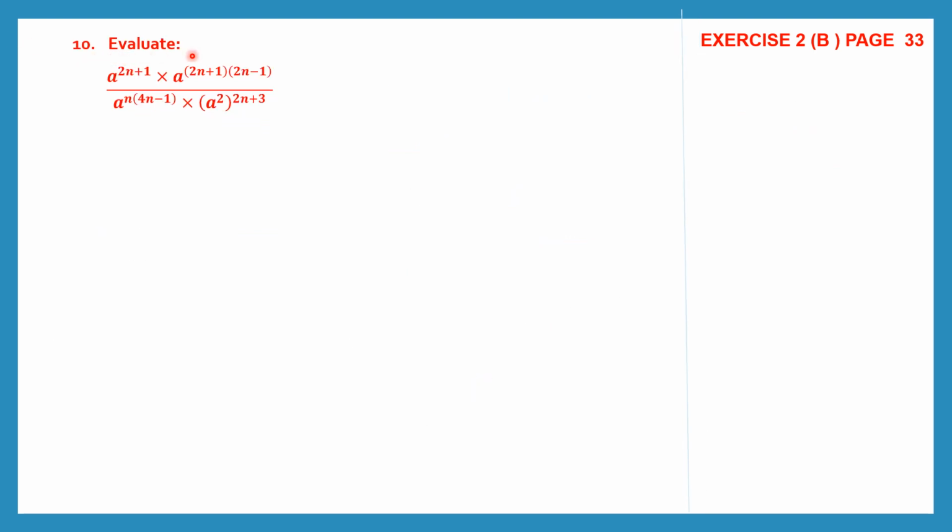Question 10, evaluate. So we've been given this. Now you should look carefully and see how can we make things easier.